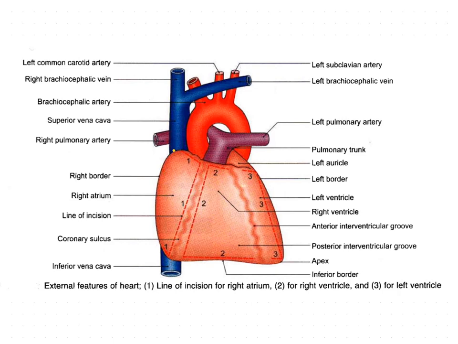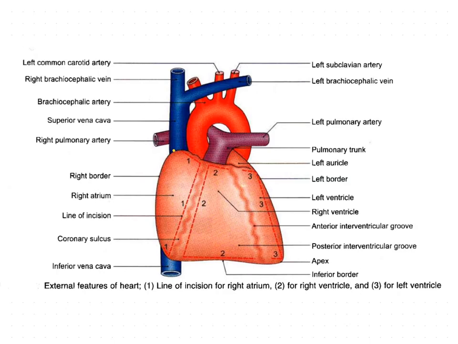Dear students, welcome back. In the previous session, we have seen the external features of the right atrium. Here, this is the right atrium. This is again the schematic representation of the heart. Here we are going to see this right atrium again. In the next part, we are going to see the internal features of the right atrium.